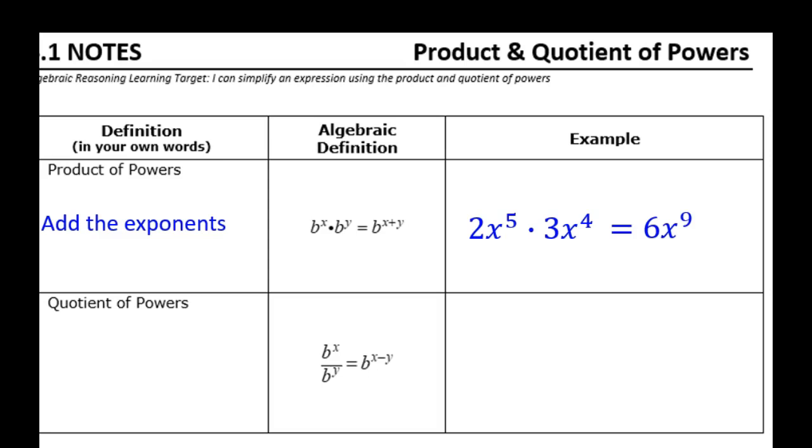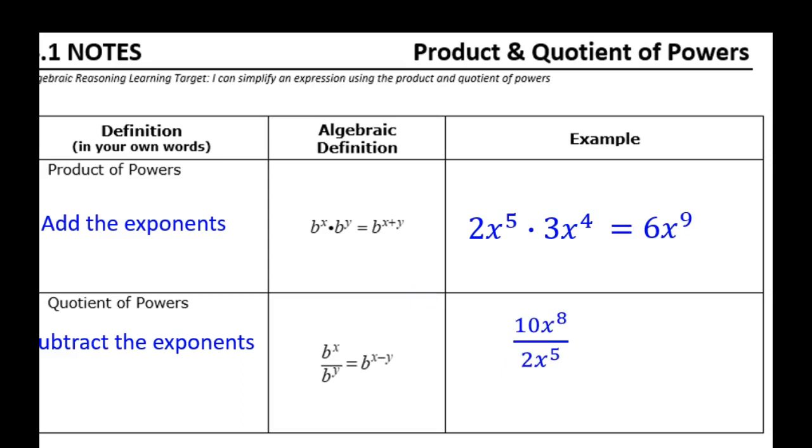Quotient of powers, the word quotient means to divide, so if multiplying adds the exponents, dividing will subtract the exponents. I know it's a little cut off. It's subtract. So, as you can see in the diagram, here's an example.